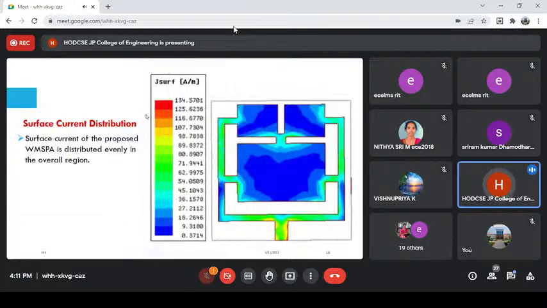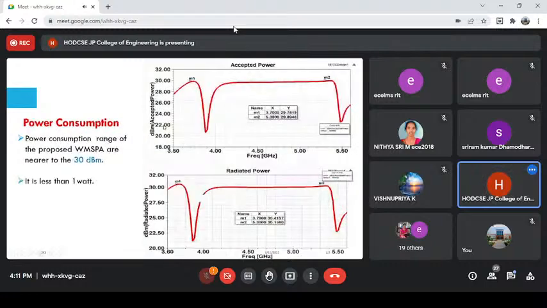Another important factor is the surface current distribution. The surface current distribution of the proposed work is distributed evenly throughout the entire ground. The power consumed is very, very minimum, less than 1 watt. It is shown in the figure very clearly.